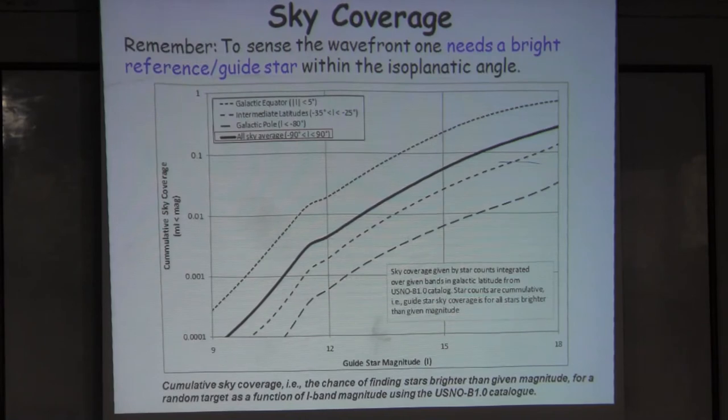brighter than 12th magnitude within the isoplanatic angle for any average pointing or random pointing, you point your telescope somewhere, ask, what's the probability that I have a star brighter than 12th magnitude in my field? Well, in my isoplanatic patch. Okay, 12th magnitude, we go here, and meaning that you have to point your telescope 250 times until you find once, statistically, a bright star in your view.